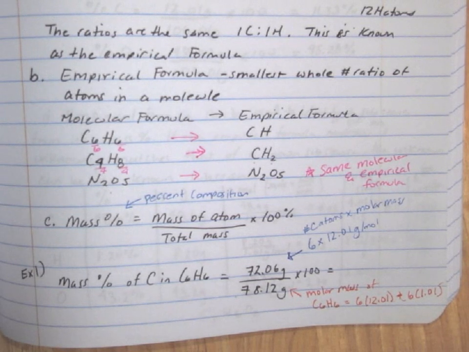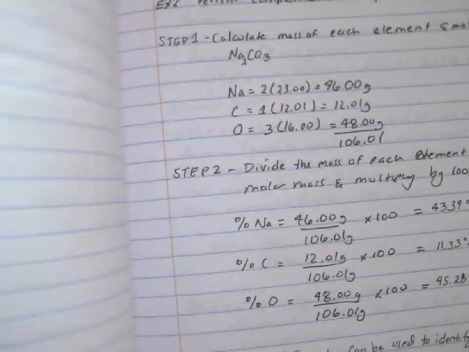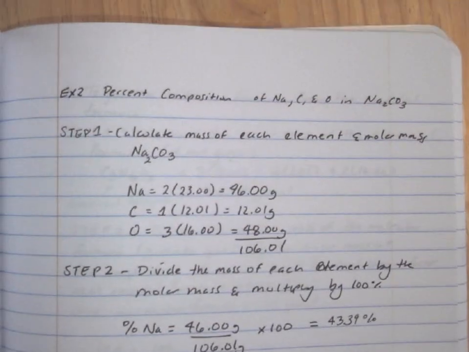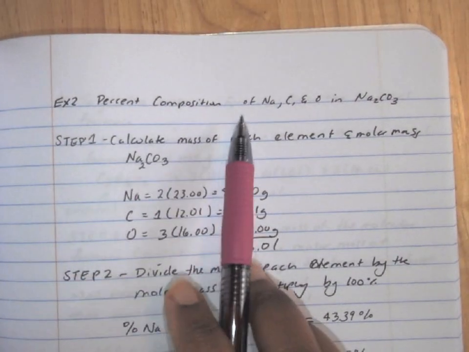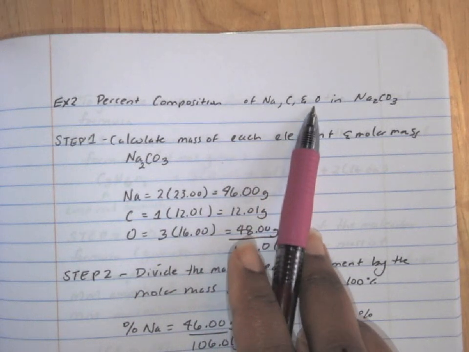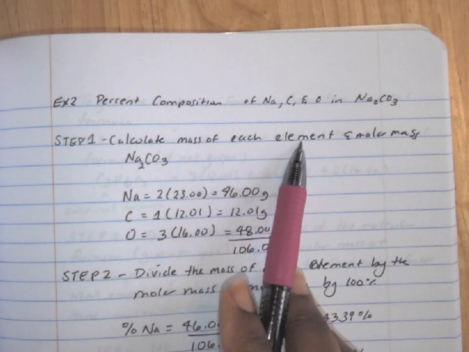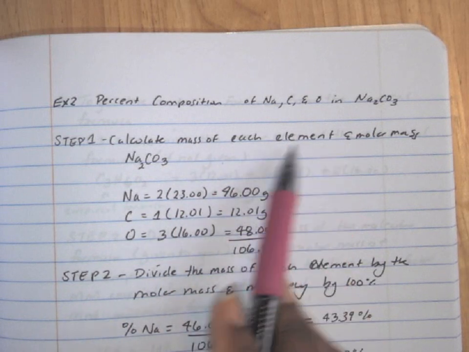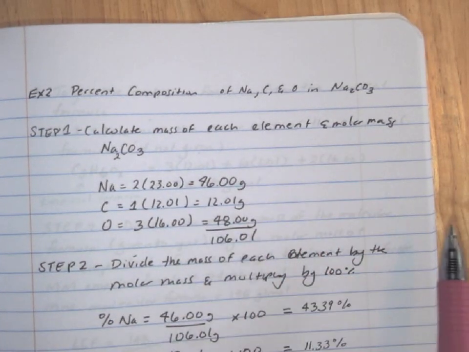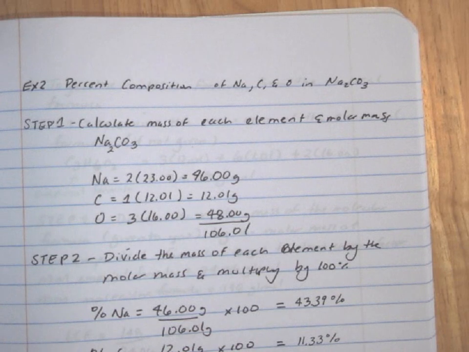All right, let's look at another example of mass percent, also known as percent composition. So if we wanted to know the percent composition of sodium, carbon, and oxygen in sodium carbonate, what we would do is calculate, once again, step 1: the mass of each element and the molar mass of the entire molecule of Na2CO3.